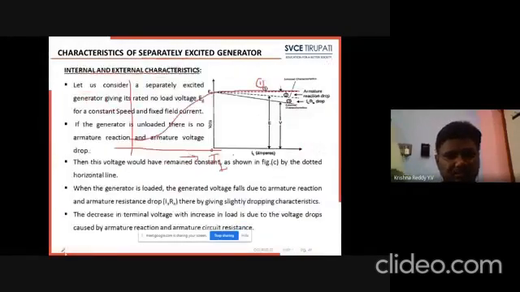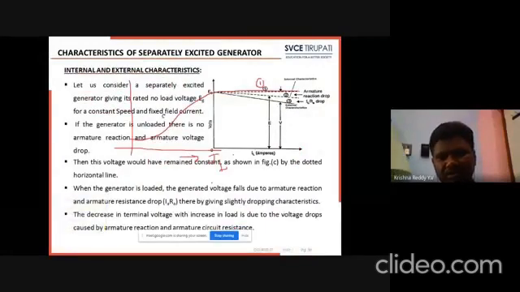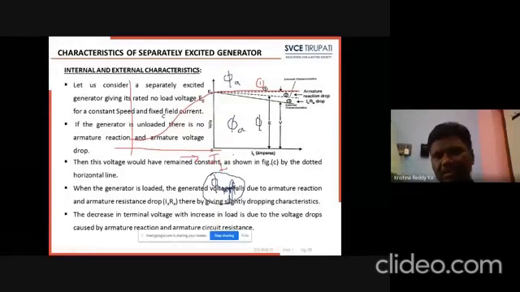In the field winding, with the help of this IF, we get a certain amount of field current. This is phi F. When we close the switch, we get flux phi F. Now this armature flux will affect the main field flux. The armature flux will affect the field flux.